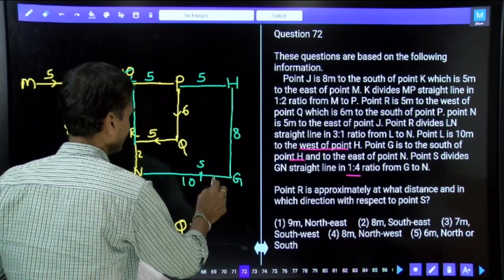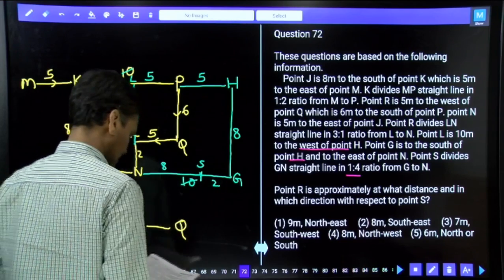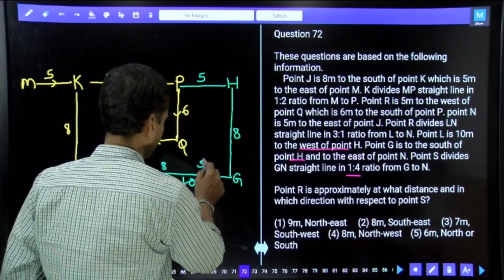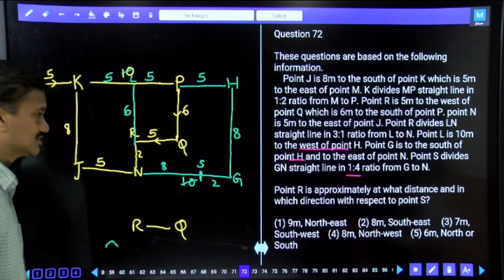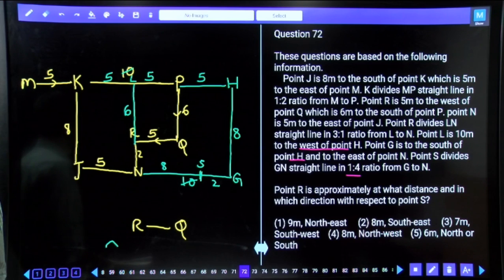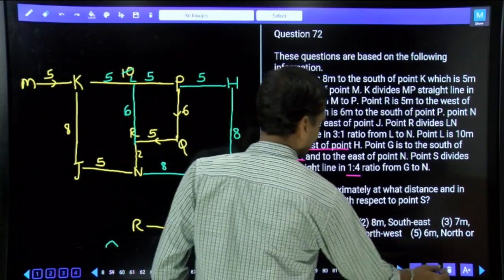Then what is the distance we have? This will be 2 and this will be 8. Done with this one? And S and G, here it must be only 2 meters. Now here S and N, it must be 8 meters. Clear now? Now this is the final diagram we have. First draw this diagram. And with the help of this diagram, now let us work out the questions.